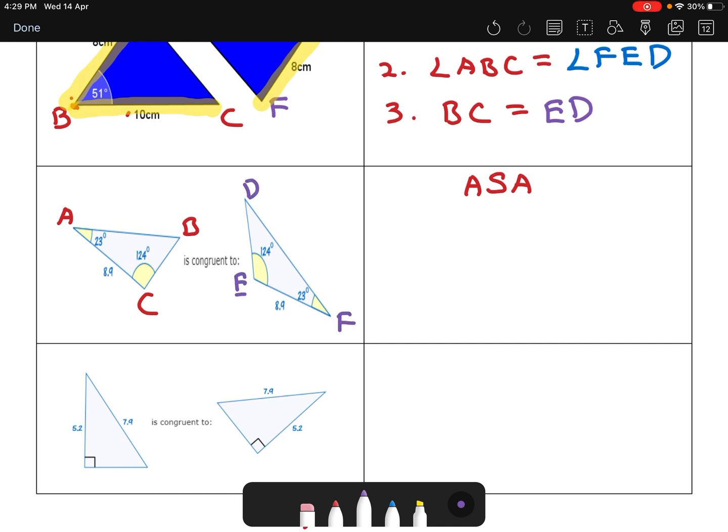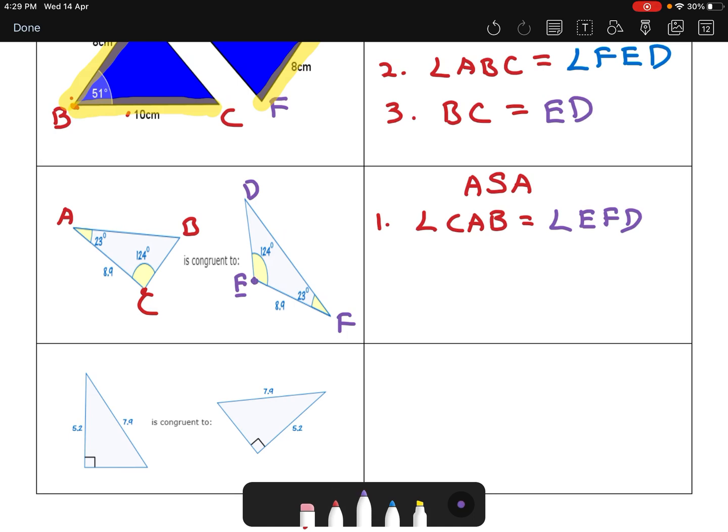D, E, F. Okay, so let's deal with the angle first. I want to prove the 23 degree. Angle CAB is the 23 degree, right? It is equal to the angle EFD, because your C is at the 1, 2, 4, the vertices, right?